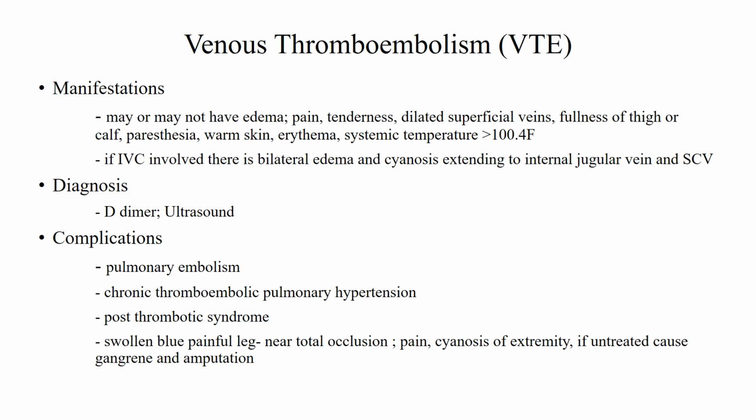Again, to go back to the complications of venous thromboembolism, there can be a swollen, blue, or painful leg. If there is near occlusion of that vein, again, pain, cyanosis of the extremity. If untreated, it could cause gangrene and amputation.